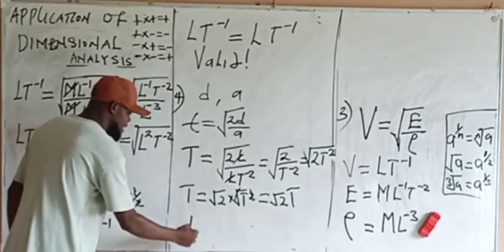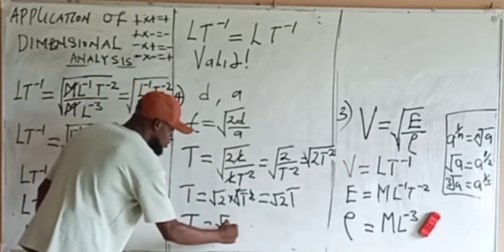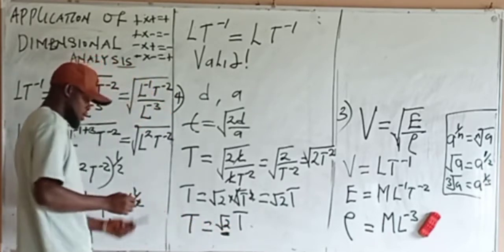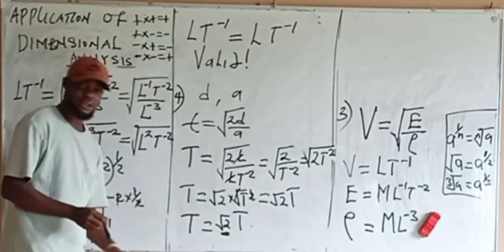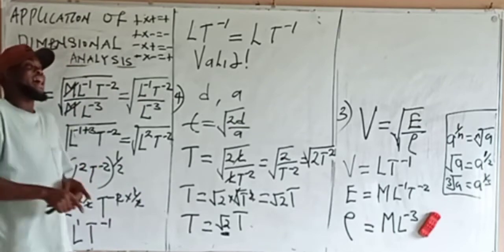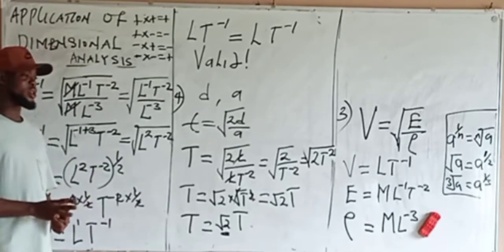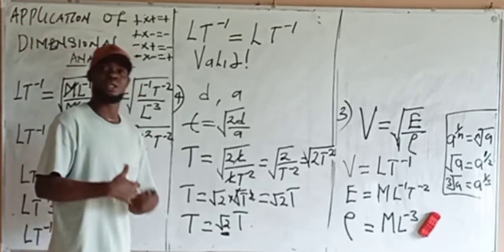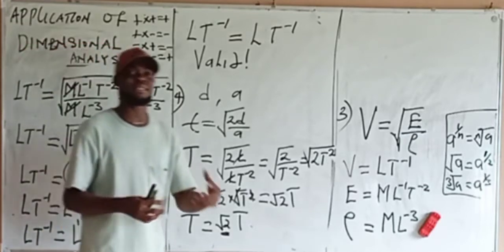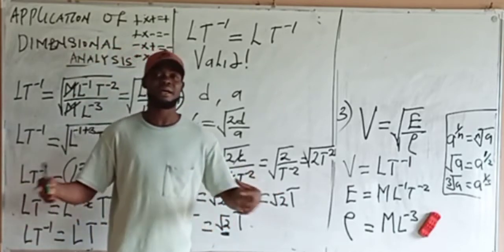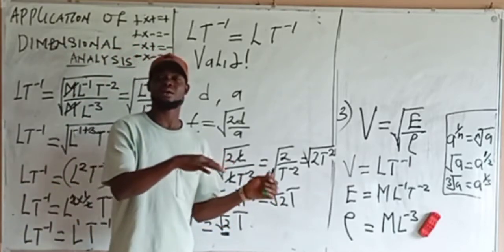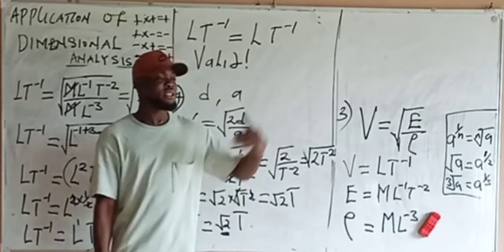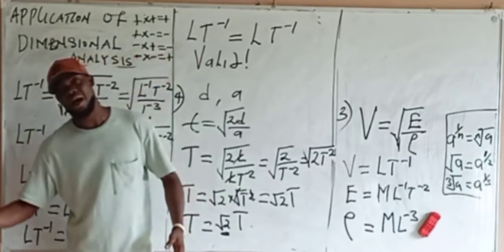So the final answer will be T equals root 2 times t. This one is root 2, this one is t. Now check if this equation is actually valid. When we are talking about dimension, we are talking about the units. Is the units correct? Are they having the same variables or physical quantities? The same physical quantity we have here, the same thing as the one we have on this side.